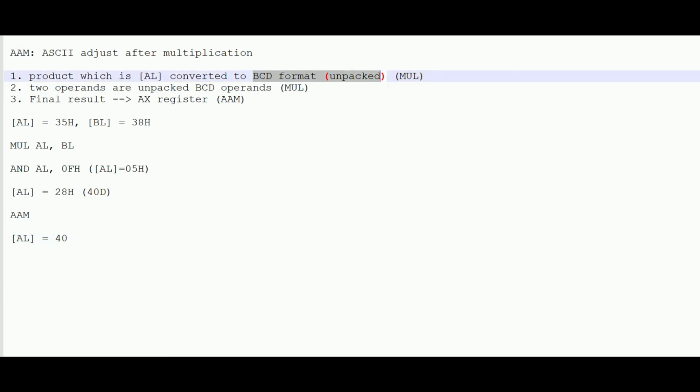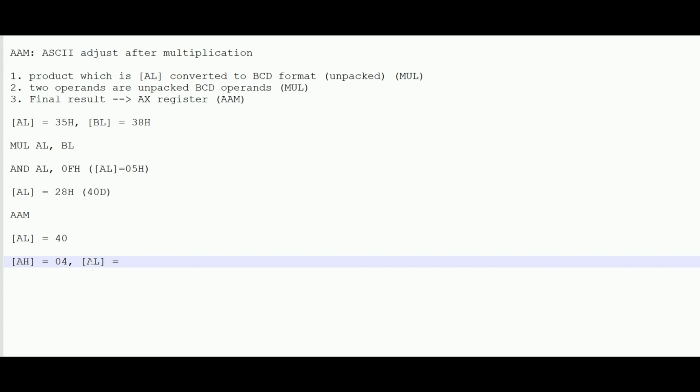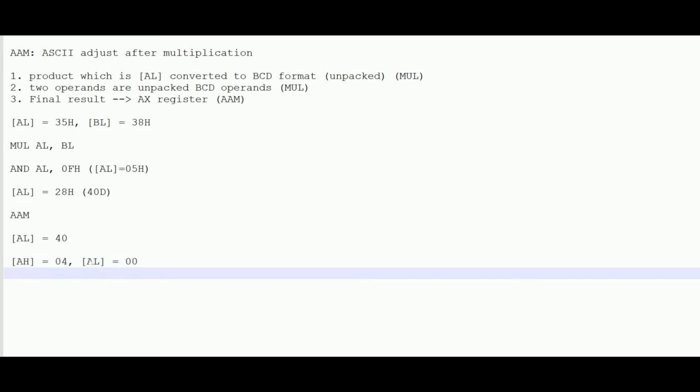So what happens here, let us see. If I want to convert this into unpacked BCD format, I should ensure that my AH contains 04 and the content of AL is 00. So the content of AX will be 0400. Okay, so 04 represents 4 in decimal and 00 represents 0 in decimal, that is 40. So 5 into 8 is 40.